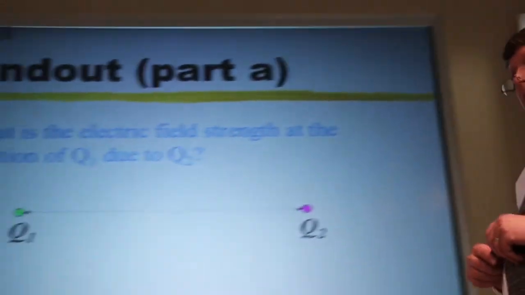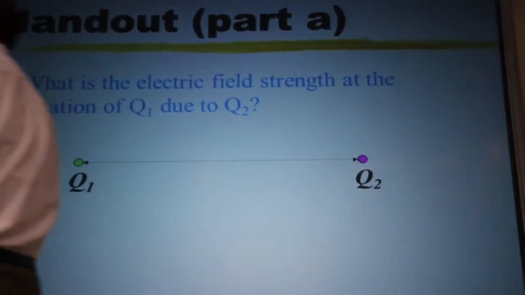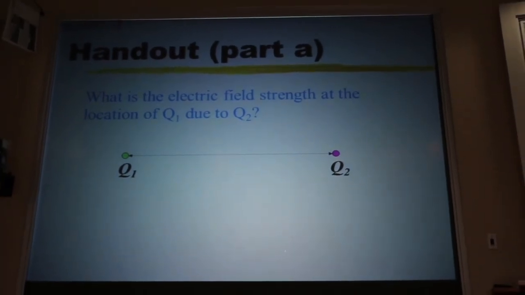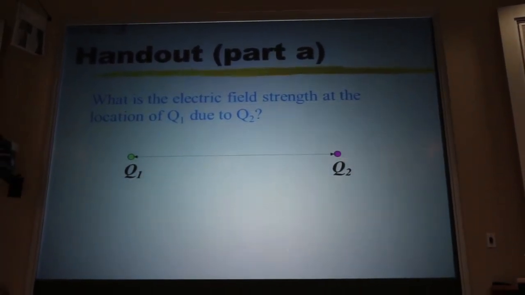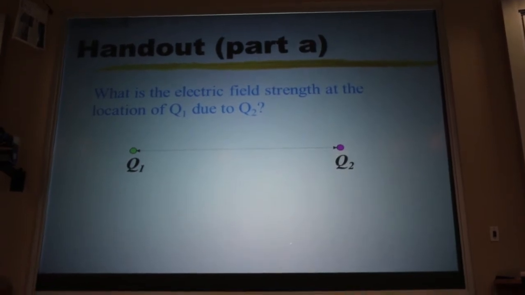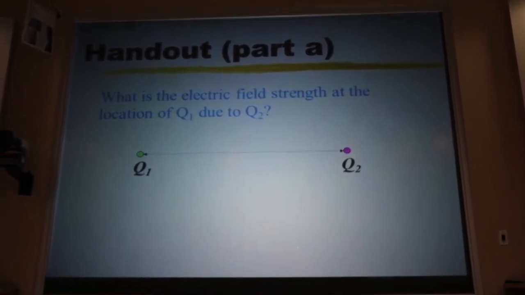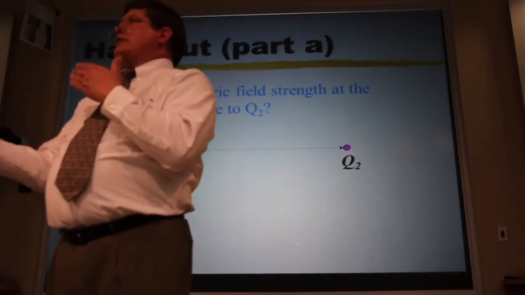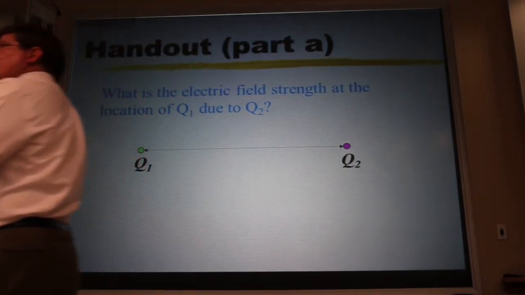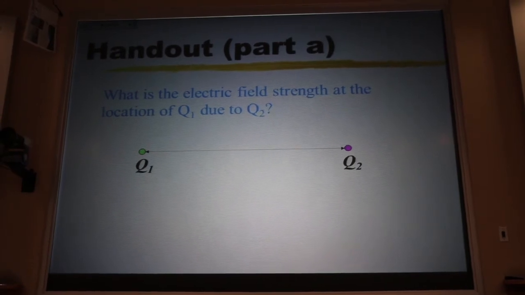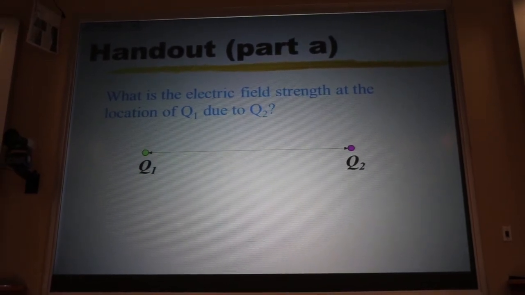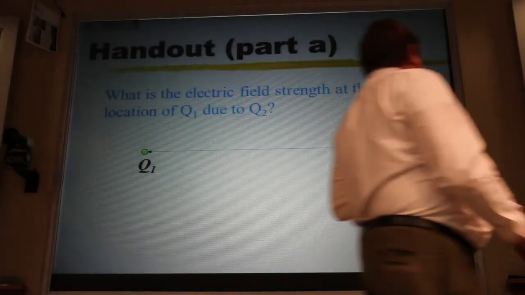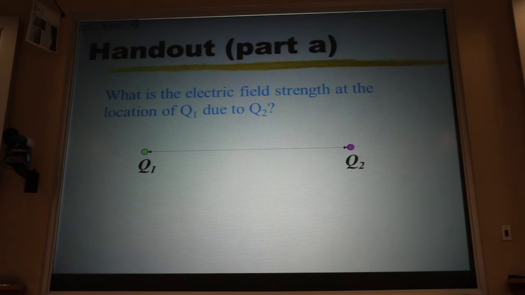However, in problems, I might not give you that hint. I might not make the source charge capital and the test charge lowercase. Indeed, in this handout, you're going to find that the different charges take turns being the test charge. And so we have to do a careful reading of the problem to determine which is the test charge and which is the source charge.